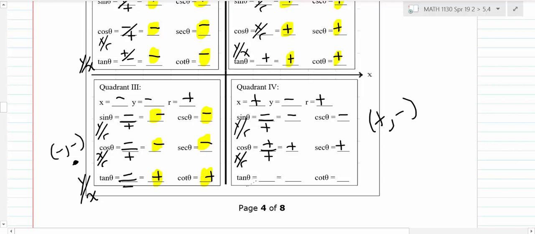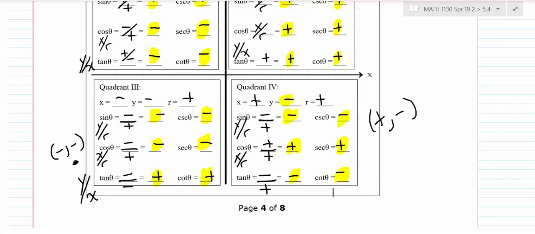And then on the tangent, since it's y over x, that would be a negative y and a positive x. That would be negative, so it would go like that. Now, there's got to be a quicker way to do this, and there is. I'm going to show you a couple of real easy ways to put this together. But you have to know in every quadrant whether the trig function is negative or positive. That's one way to figure that out.